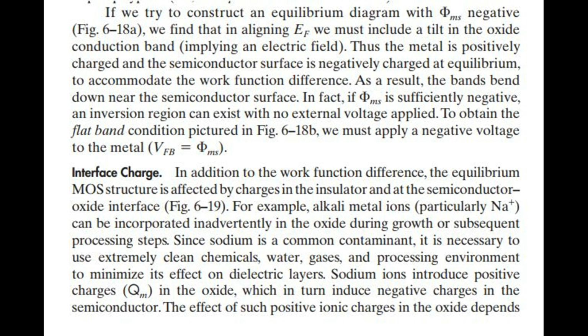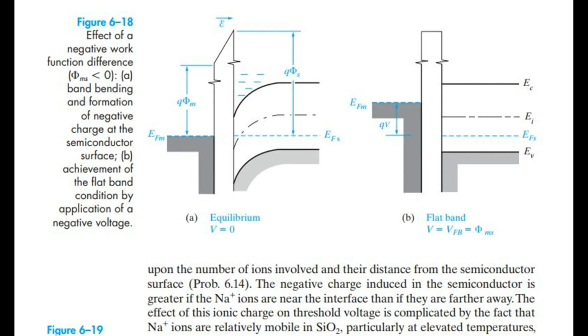Sodium ions introduce positive charges, Qm, in the oxide, which in turn induce negative charges in the semiconductor. The effect of such positive ionic charges in the oxide depends upon the number of ions involved and their distance from the semiconductor surface, Prob 6.14. Figure 6.18 Effect of a negative work function difference: A, band bending and formation of negative charge at the semiconductor surface; B, achievement of the flat band condition by application of a negative voltage.